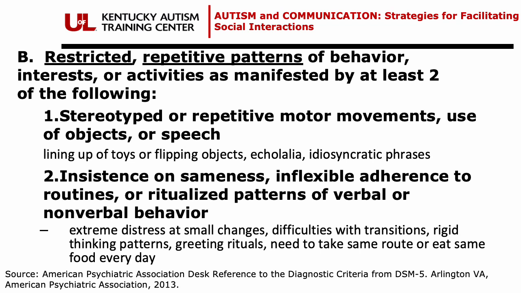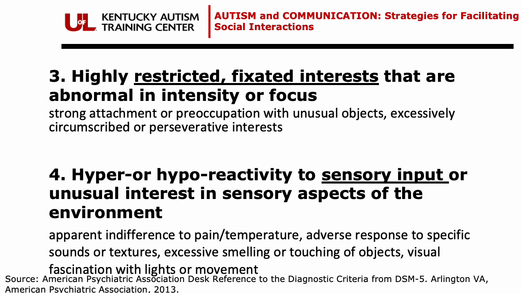So within the areas of social interaction deficits, we need to think about the restricted, repetitive patterns and the insisted-upon sameness when we're thinking about intervening, modeling, and facilitating social communication interactions for persons with autism. Parts 3 and 4 of the DSM-5 criteria for autism include highly restricted, fixated interests of abnormal intensity or focus. So there's perseverative interest and narrow topic focus, which would obviously impact social language interactions.